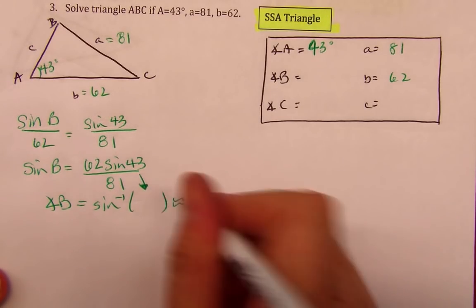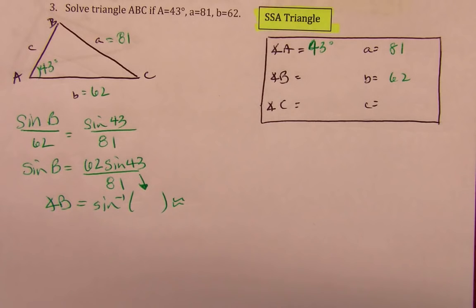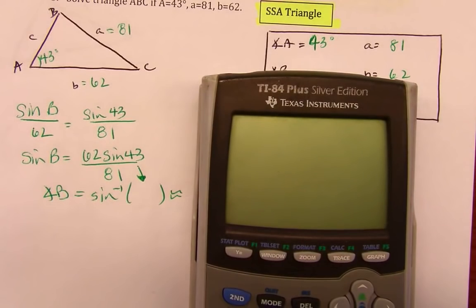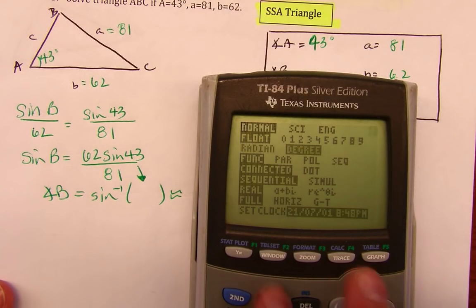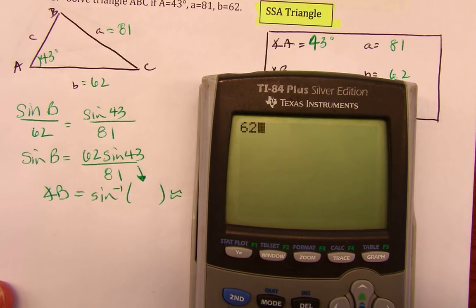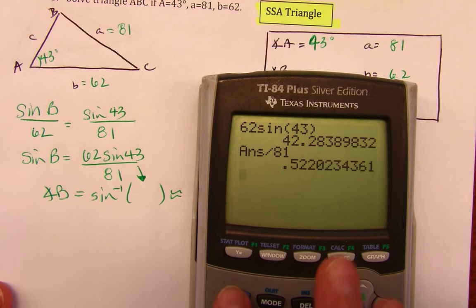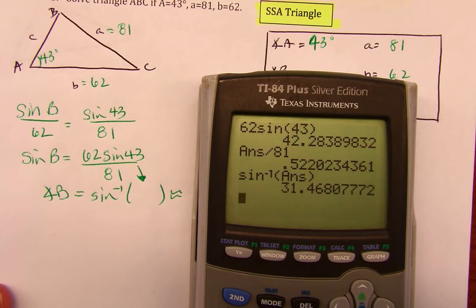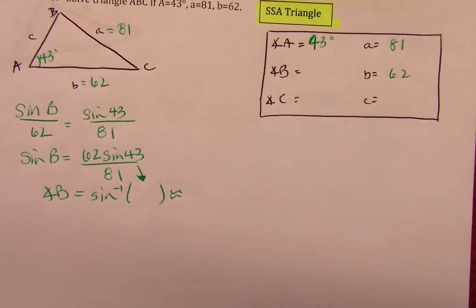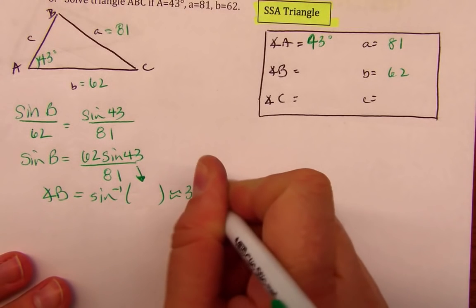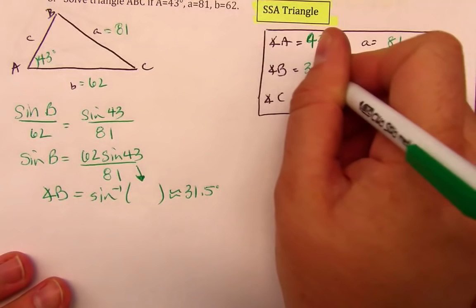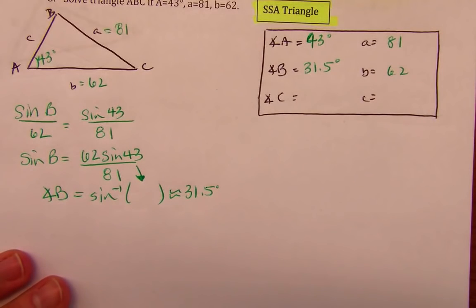And let's go ahead and do that in our calculator. So I have, make sure we're in degrees, we have 62 sine of 43 divided by 81, and inverse sine of that is going to give us 31.5. So that's 31.5 degrees for angle B.